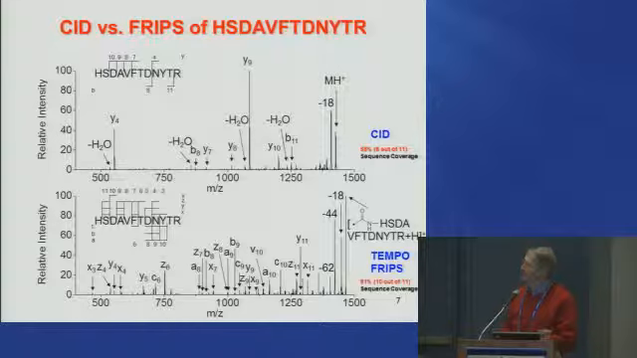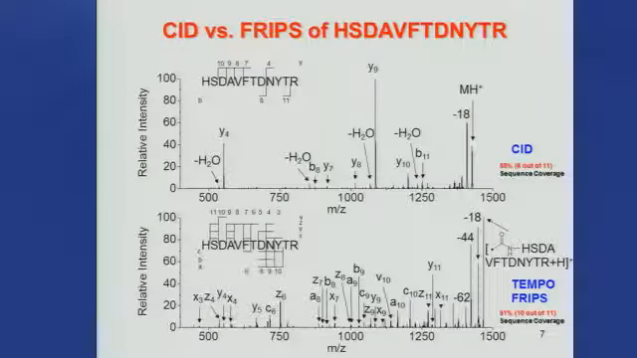So this shows the FRIPS derivatized tryptic peptide that's indicated with this sequence. And when you do the TEMPO FRIPS experiment, this indicates the fragmentation processes that you see. It's all radical ion chemistry, but like the UV photodissociation, you get much more sequence coverage. In this case, 91% sequence coverage compared to 55% here with CID.